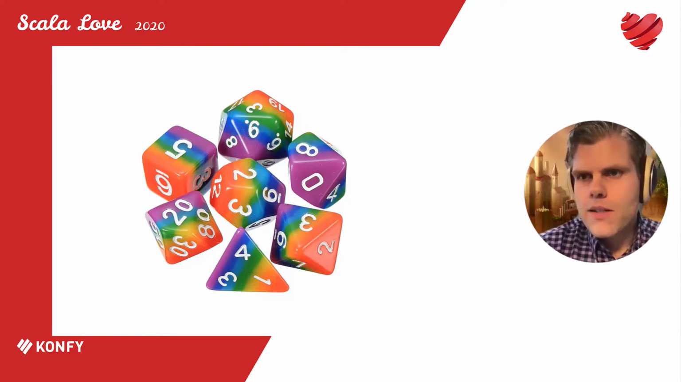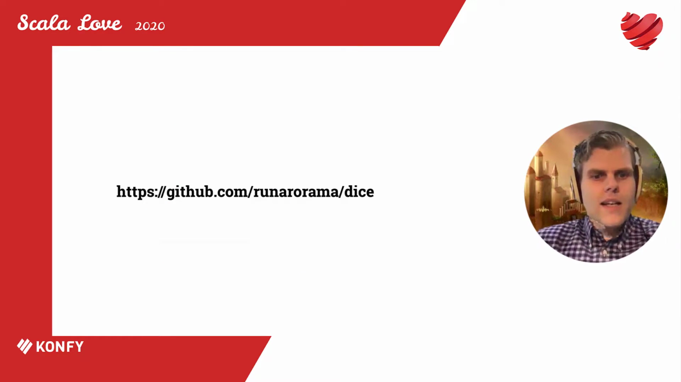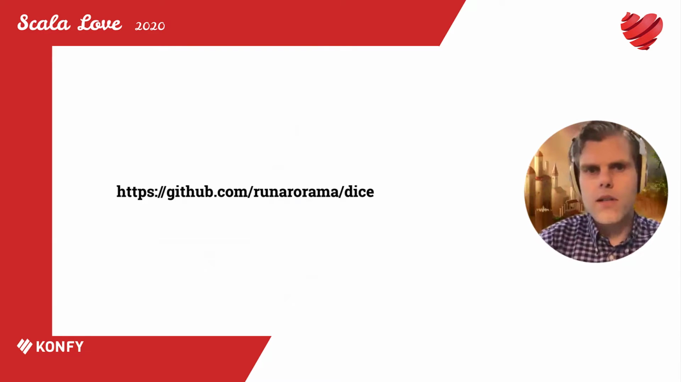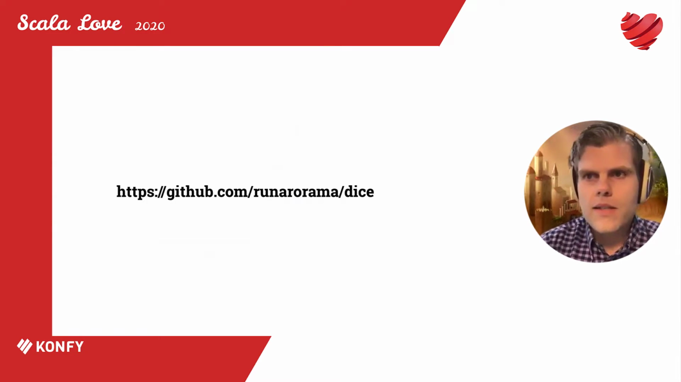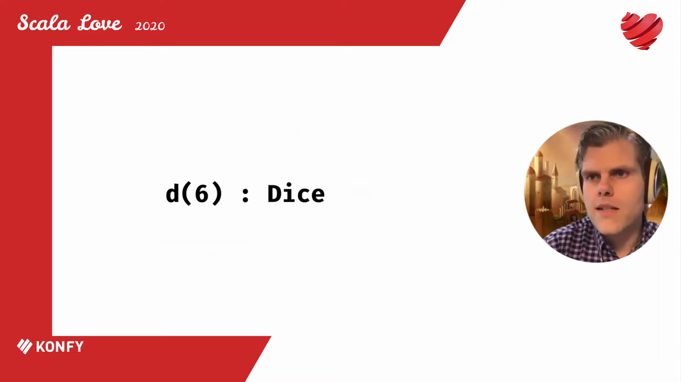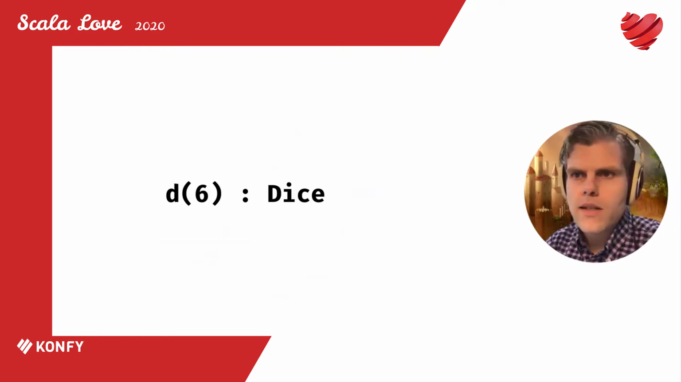And so in order to answer questions like that, I made this library that I just call Dice. And that's available on GitHub. I'm still working on it, but it's coming together. So you can construct dice using these sort of dice expressions. So for instance, a 6-sided die is represented by D6.